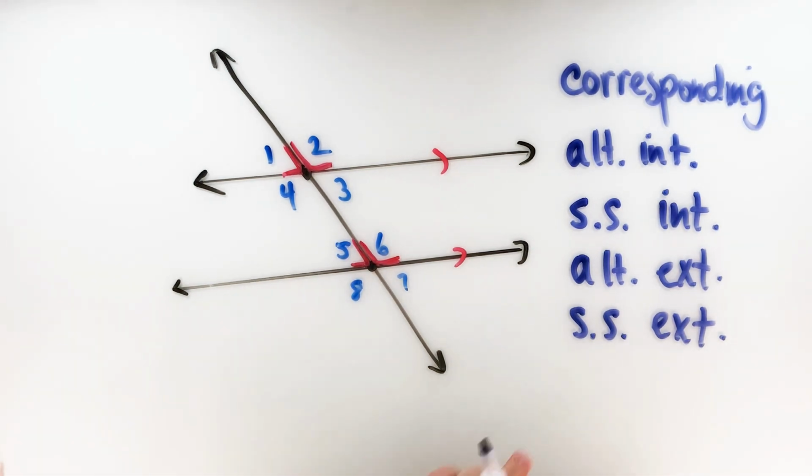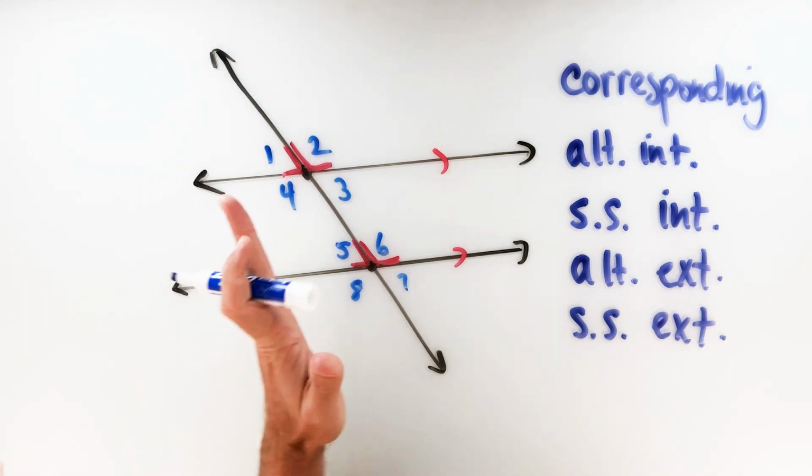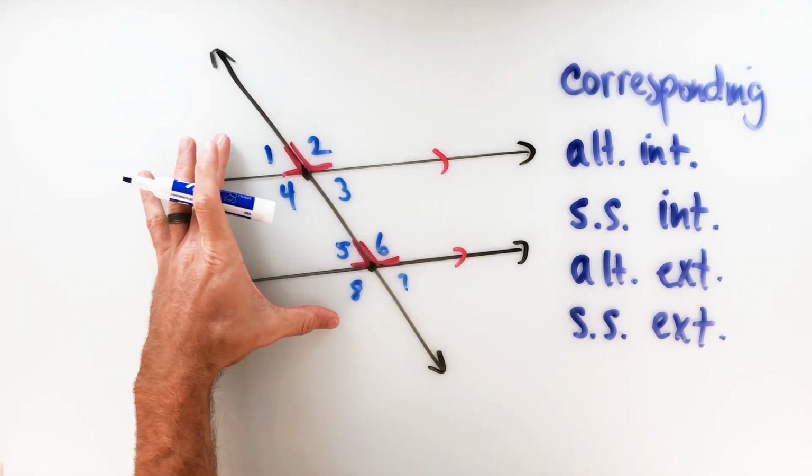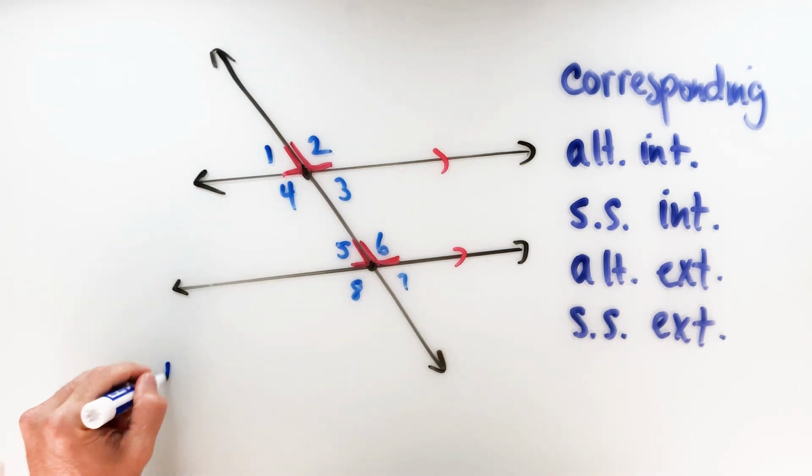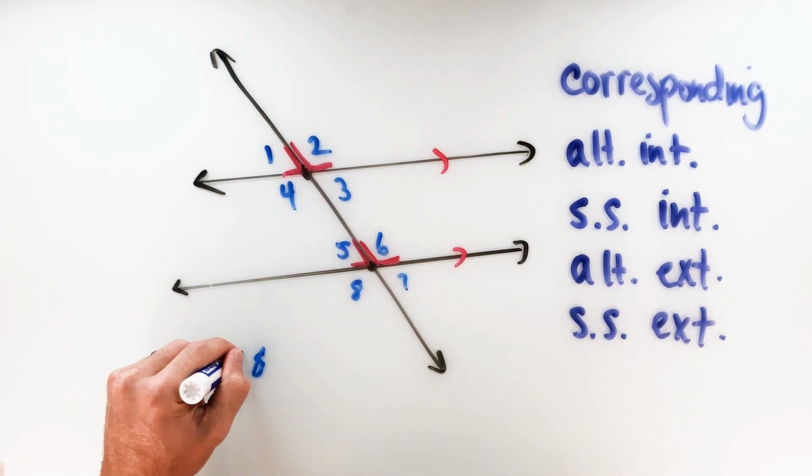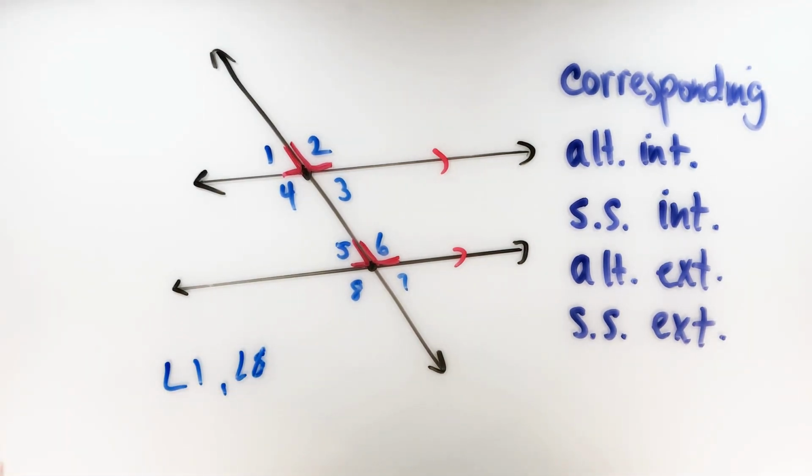And the last ones here, we've got same side exterior. Again, same side, both on the left or both on the right. Exterior, outside the parallel lines, we've got angle 1 and angle 8. That's one pair of same side exterior. And then on this side, angle 2 and angle 7 are my second pair. Okay, so that gives you an idea of how to classify these angle types.